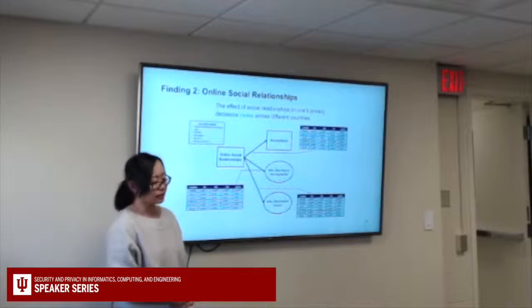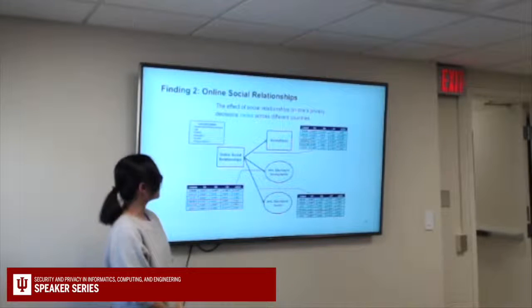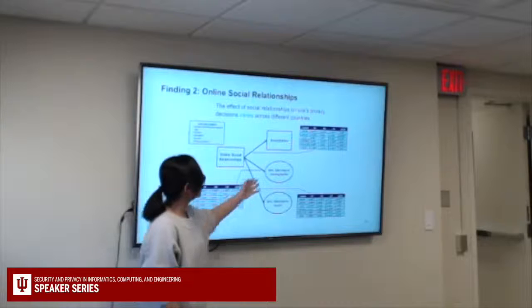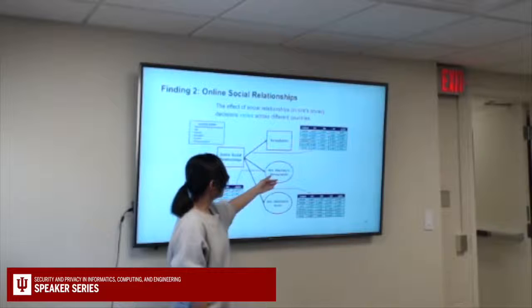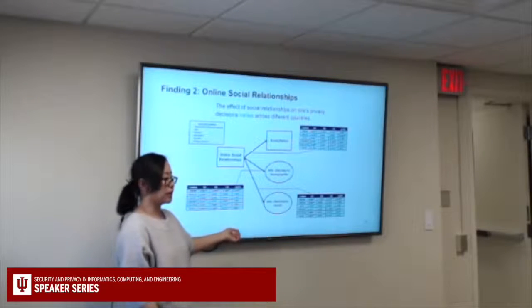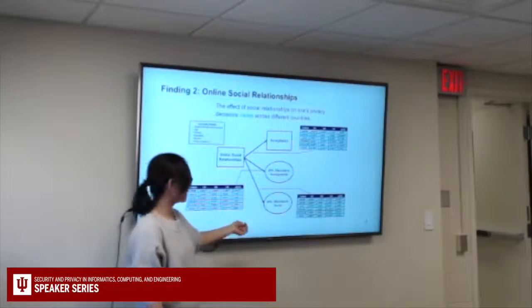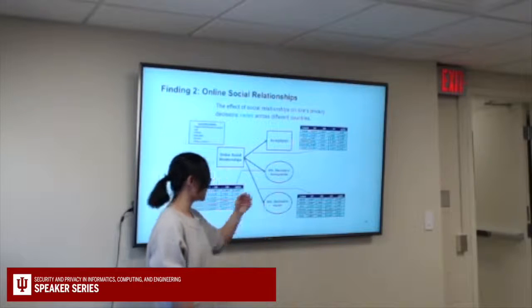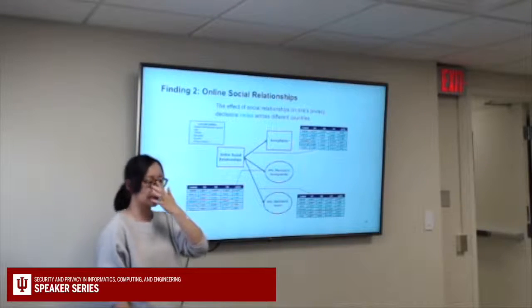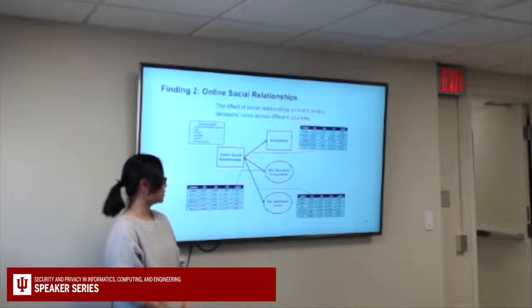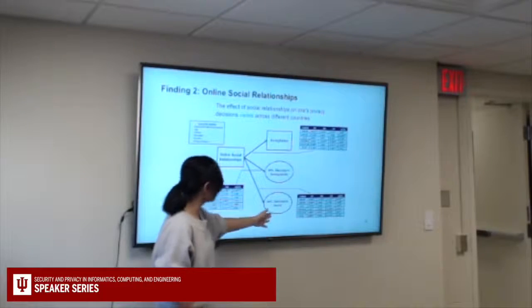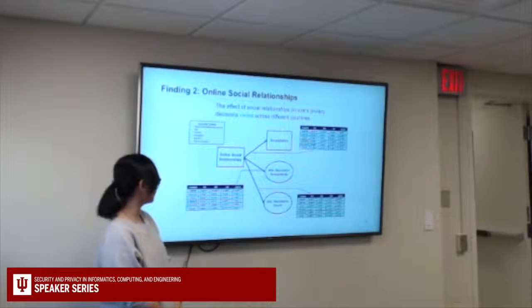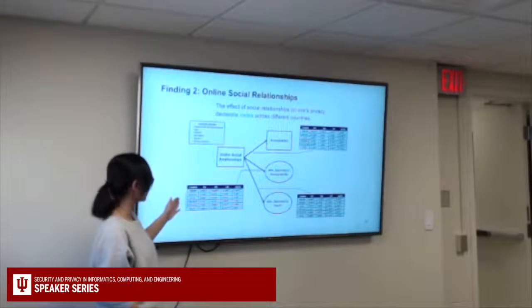And in the second finding, we focus on the online social relationships, and here is our model. These are the dependent variables: friendship acceptance, demographic information disclosure like name, email, and contact information, and social information disclosure, which means our opinions, our favorite books, movies, and so on. And this is the independent variable, and we divide it into 6 categories.